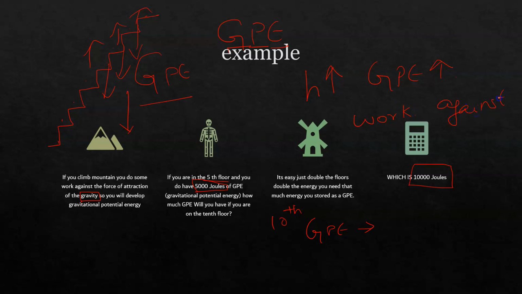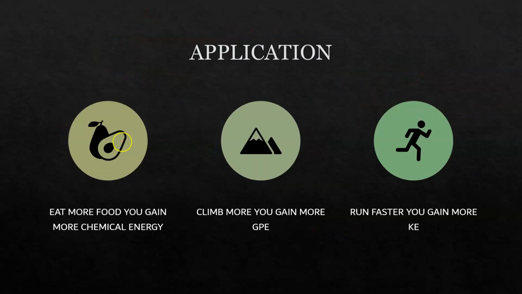So don't forget, against gravity you are doing work, so you are saving, you are increasing your energy that will be stored in your body, that is in the form of gravitational potential energy. So the work done here is equal to gravitational potential energy, because you are moving against the gravity, so you will be developing gravitational potential energy. Next application: eat more food, you gain more chemical energy. Climb more, you gain gravitational potential energy. Run faster, you gain more kinetic energy, right?